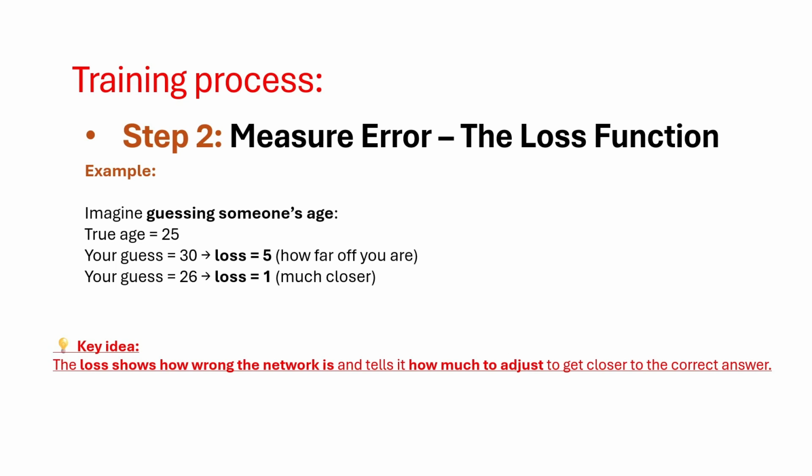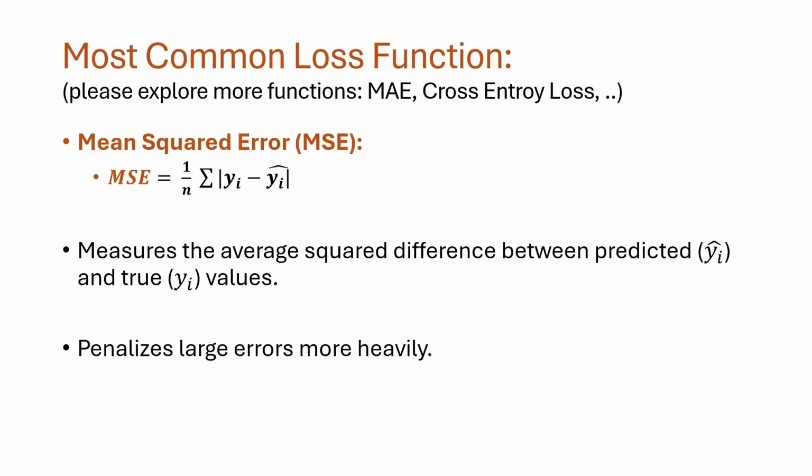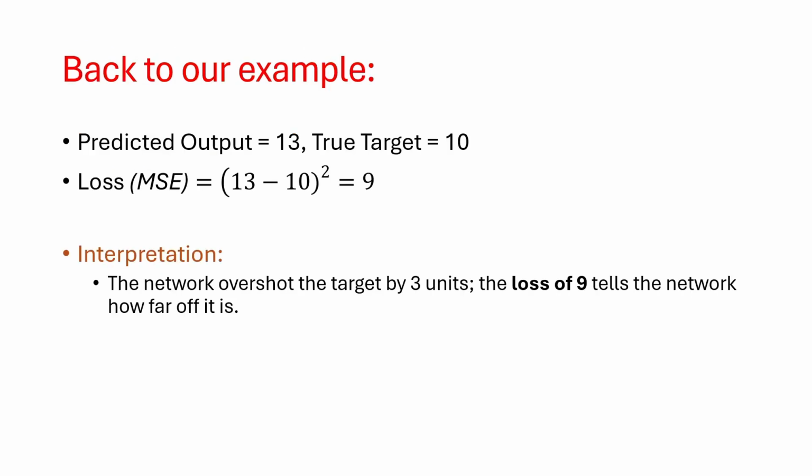Formally, one of the most common loss functions is mean squared error, MSE. It measures the average squared difference between predicted and true values, penalizing large errors more heavily. For example, predicted equals 13, true equals 10. Loss equals (13 minus 10) squared equals 9, meaning the network overshot the target by 3 units. The loss of 9 tells it how far off it is.